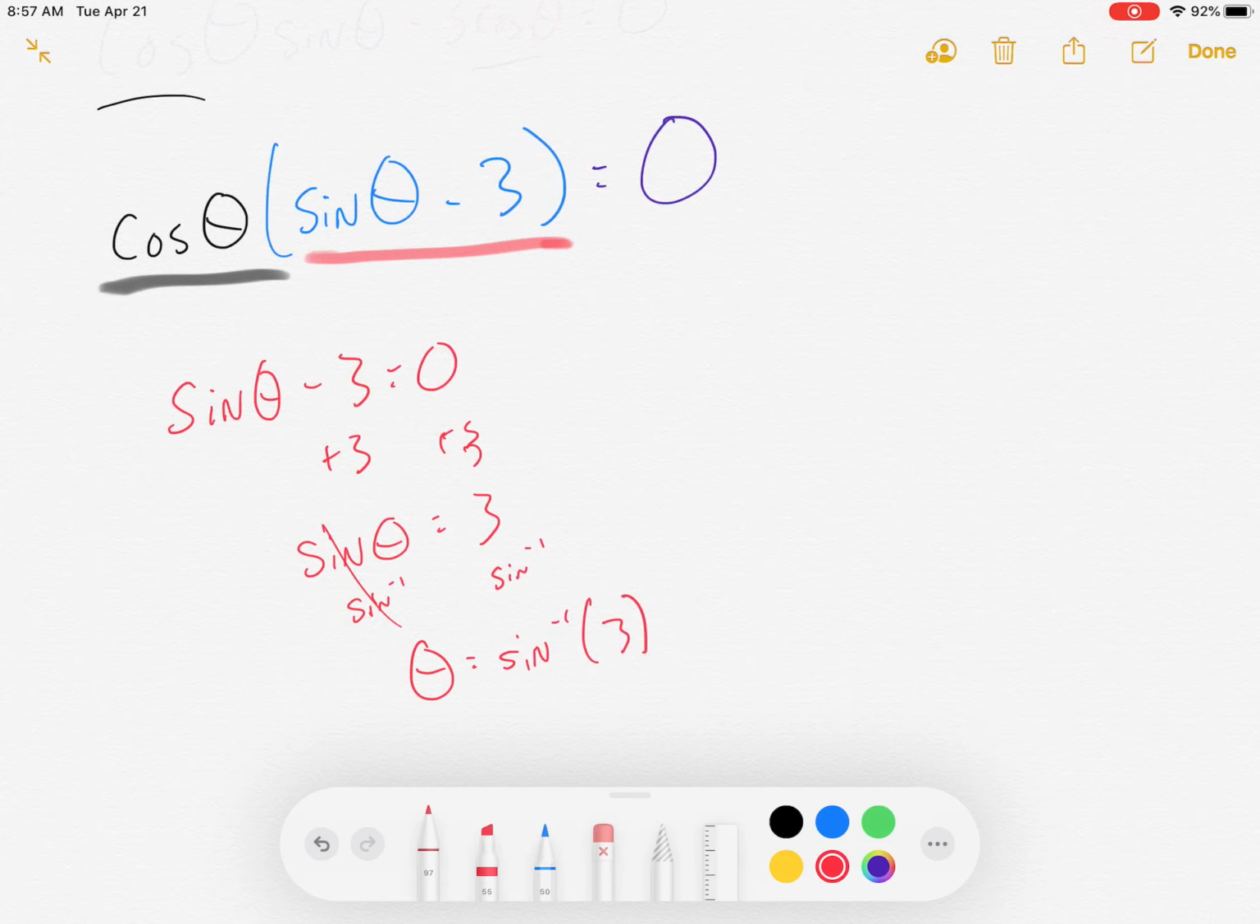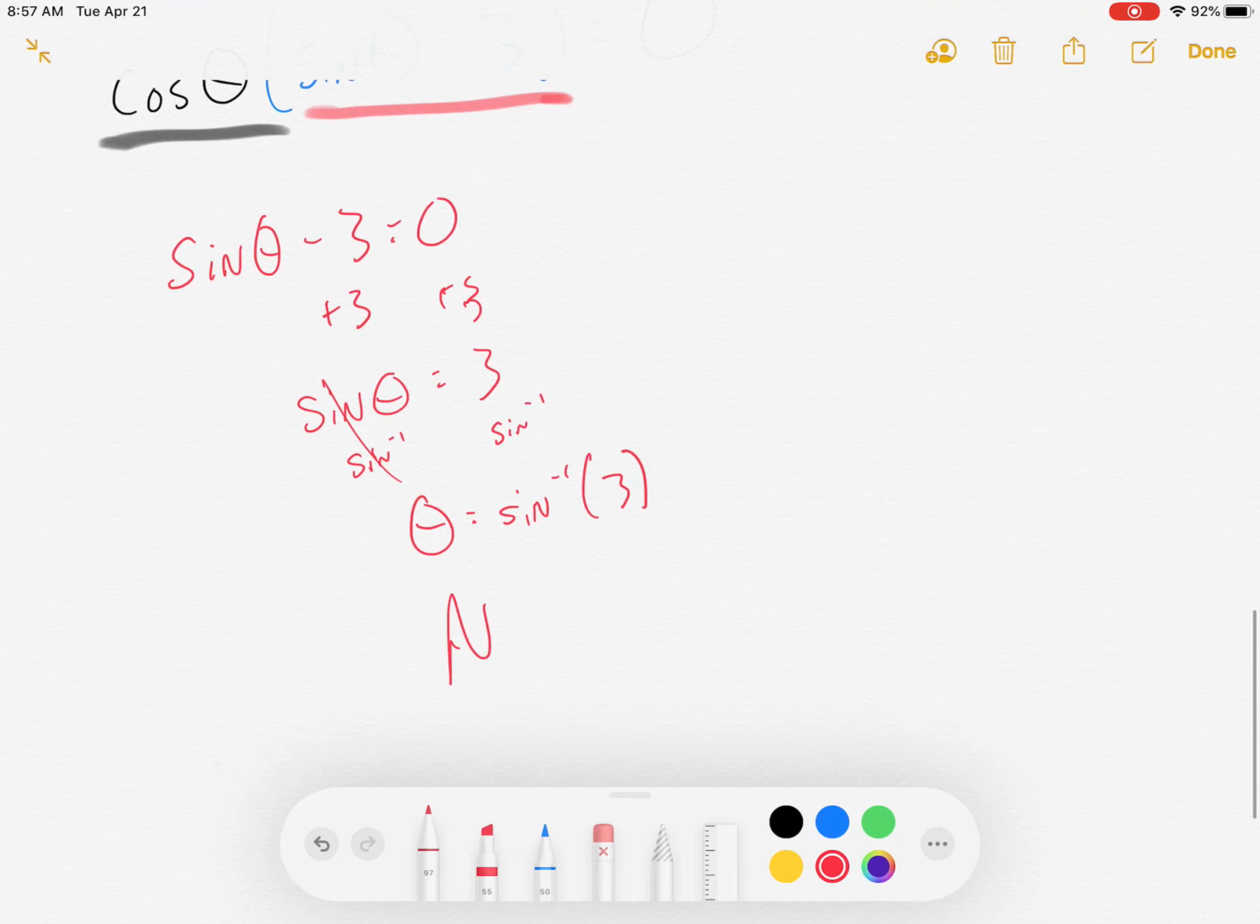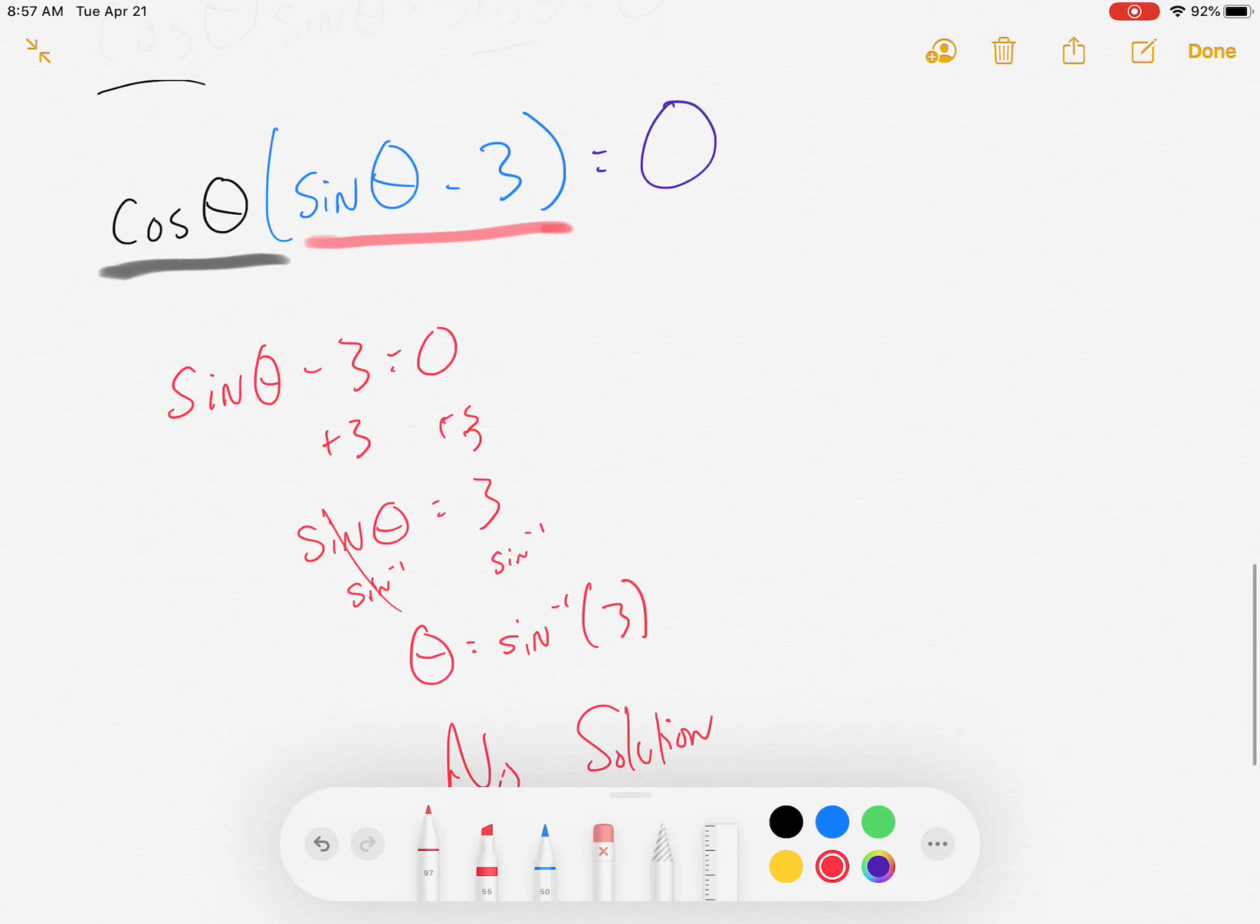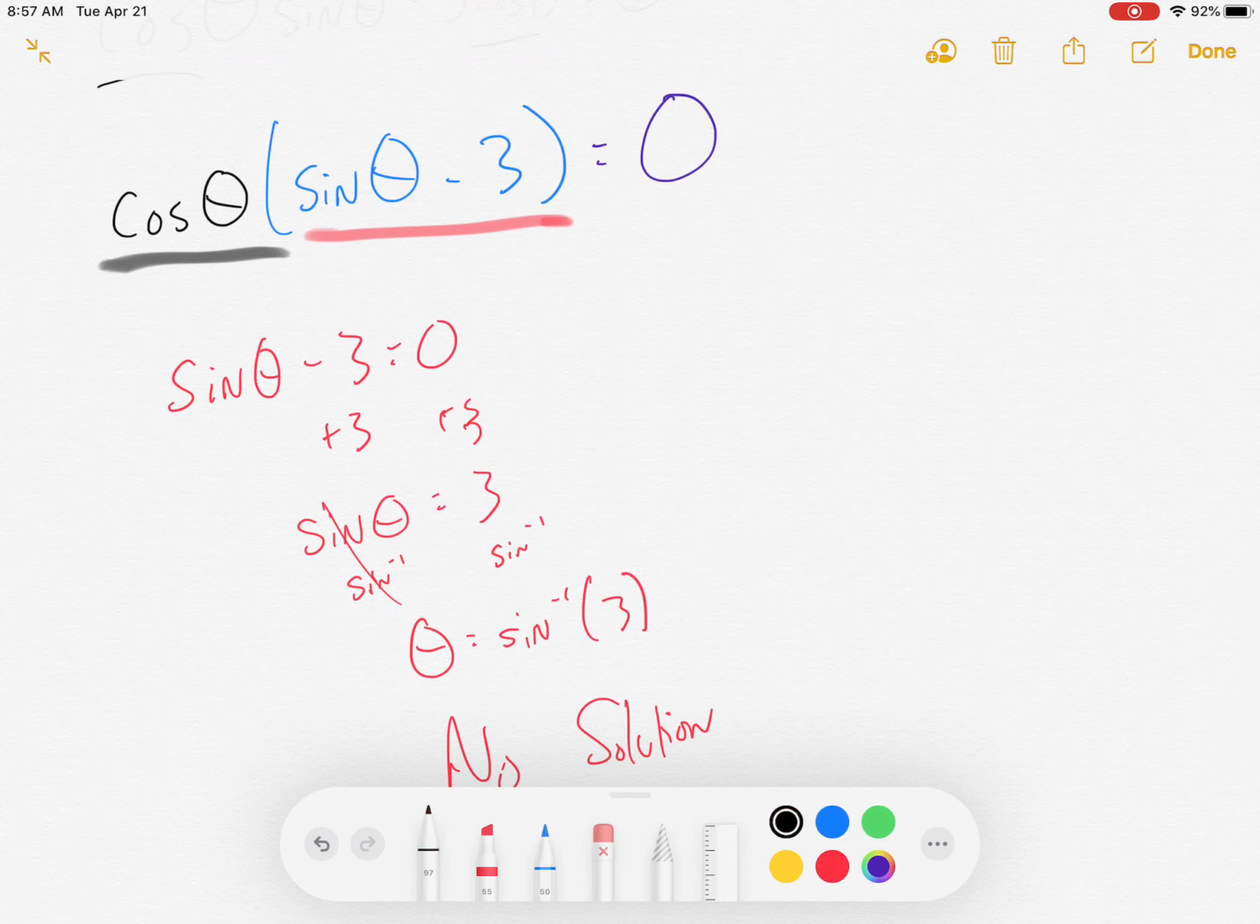Now, I'm hoping many of you say, well, Mr. R, the highest we go on the unit circle is 1. So I can't go past 1. I can't get up to 3. So this is going to be no solution. If you didn't recognize that right away, you can go to your calculator, inverse sine, 3, hit equals, error. So this one gives us no solution.